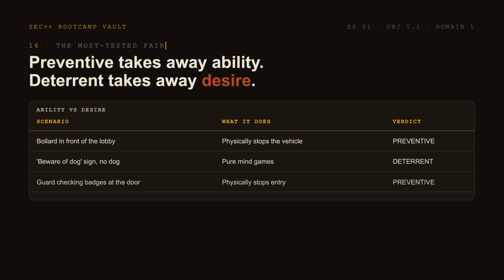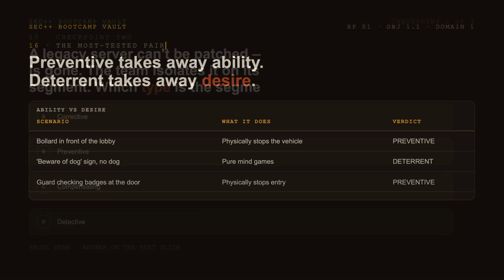Quick test, 4 examples. A concrete post in front of the lobby. It physically stops a car. Preventive. A beware of dog sign with no actual dog. Pure mind games. Deterrent. A guard checking badges at the door. Actually stopping people. Preventive. That same guard just walking around where everyone can see him. Mostly deterrent. Ability versus desire. Burn that in.